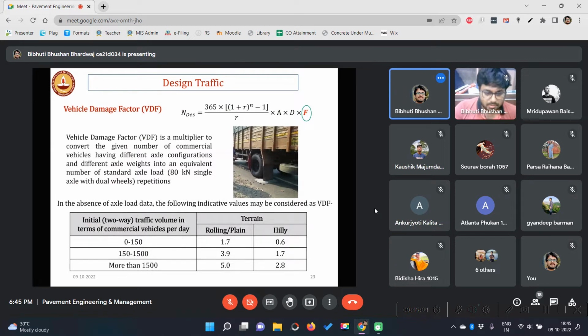Now, this very, very important parameter is called vehicle damage factor. You will see questions from vehicle damage factor, because the concept is a little bit tricky. Now, why is this vehicle damage factor needed? Like I was telling, there is some road with 1500 vehicles, and all are empty trucks. Suppose this place is A, this place is B.